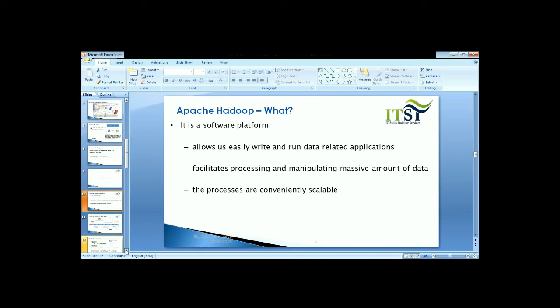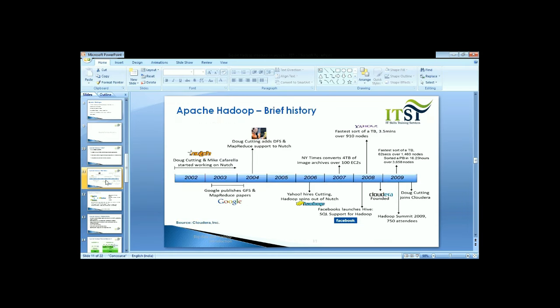Let's go to the history of Hadoop: what happened, how, and why. It basically started around 2003, 2004, when Google published their GFS and MapReduce papers. GFS is Google File System, and HDFS is based on GFS. Doug Cutting is a very important name in the history of Hadoop. He is the person who invented Hadoop, and he made this tool open source so that everyone can use it.